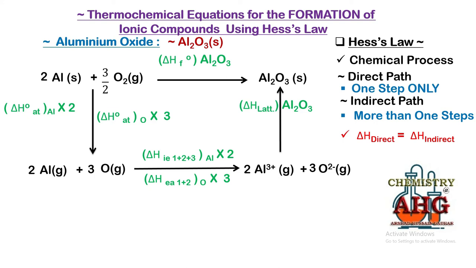Now you can see you have written thermochemical equations for the formation of this ionic compound aluminum oxide using Hess's law. Using Hess's law means we have used both the paths, indirect path and the direct path. Now let's apply Hess's law on these thermochemical equations to get a formula that we could use for solving numerical problems. Okay, how to apply Hess's law? Whenever you want to apply Hess's law on a set of thermochemical equations, you must identify what is the initial stage and what is the final stage.